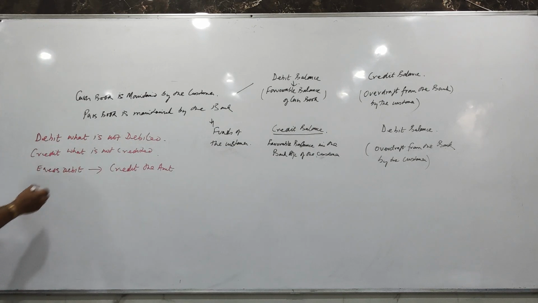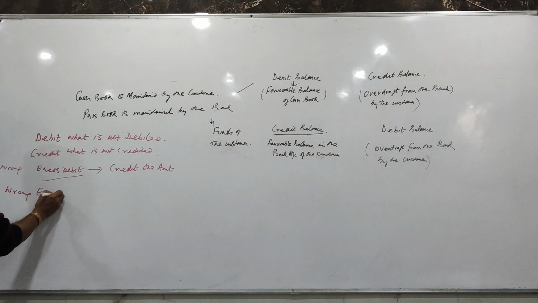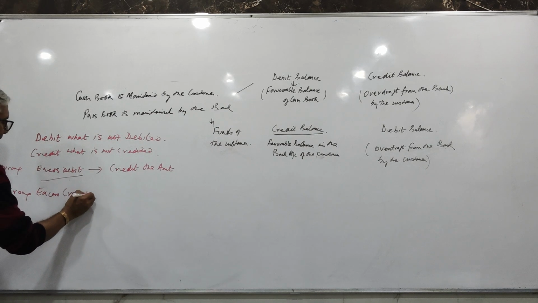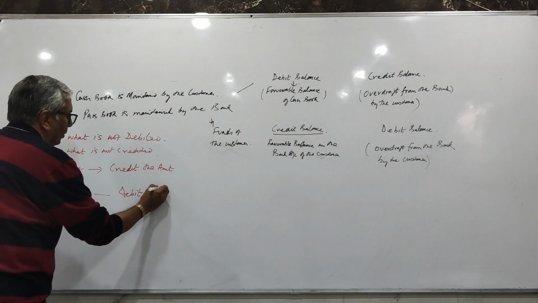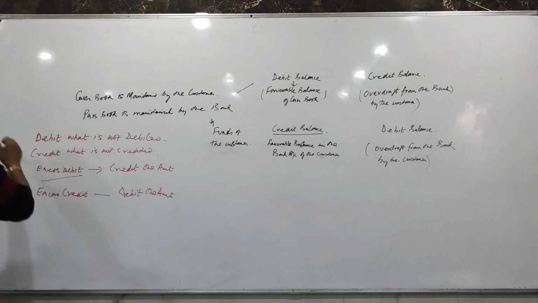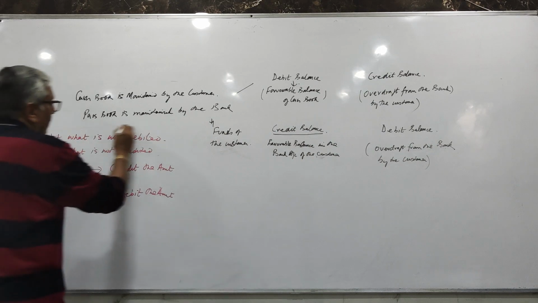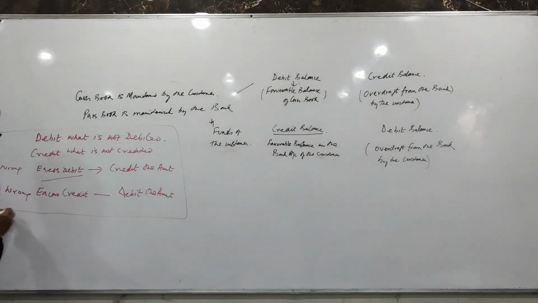What have you done? You have made a wrong excess debit, then credit the amount. Same thing, if you have made a wrong excess credit, then debit the amount. This is the basic principle which you have to apply in BRS. If you understand this, you can do any question of the BRS.